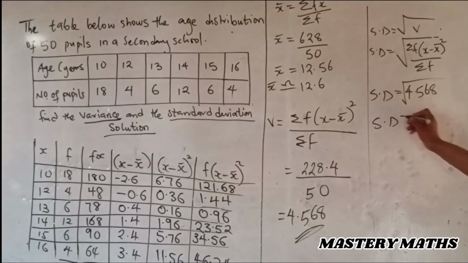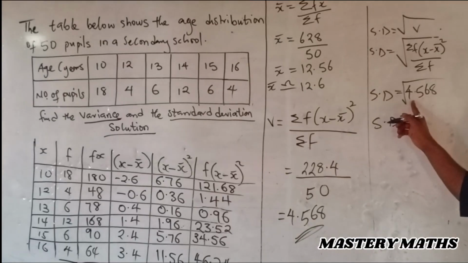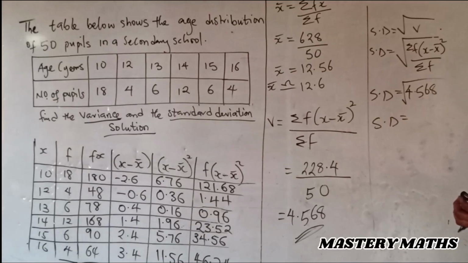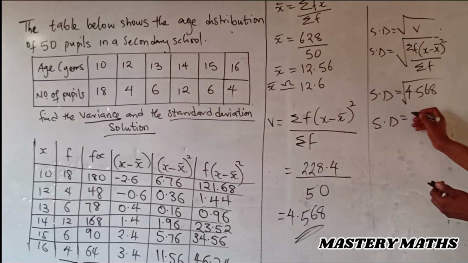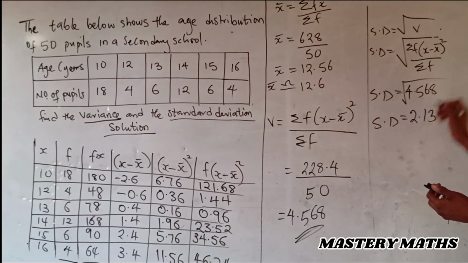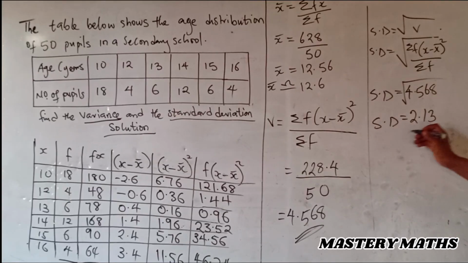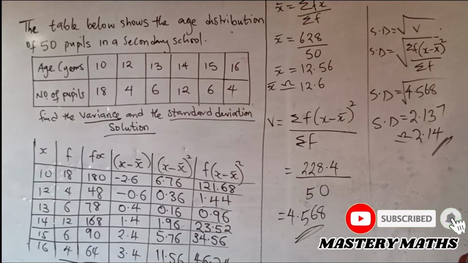Now you solve. Your standard deviation will be, using your calculator, you find the root of 4.568, which will give us 2.13. Because you have 2.137 with your calculator. My calculator gave me 2.137. When you approximate to 2 decimal places, it gives us 2.14. That is our standard deviation. Thank you.